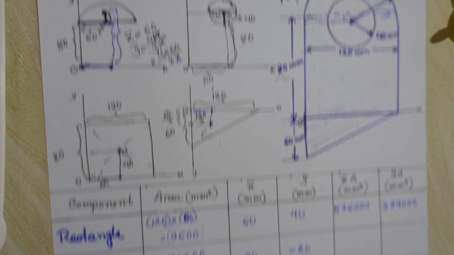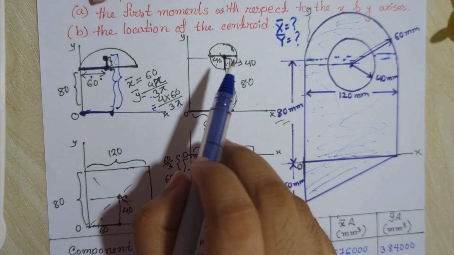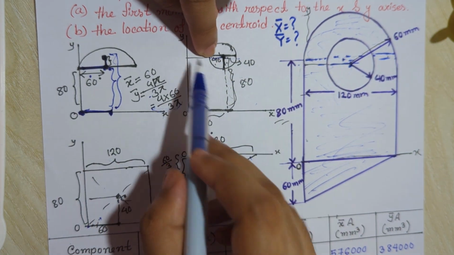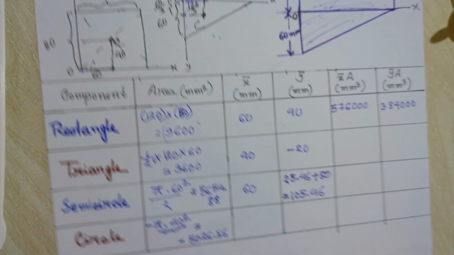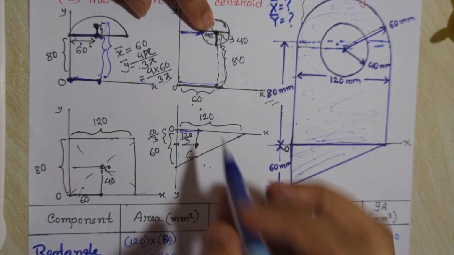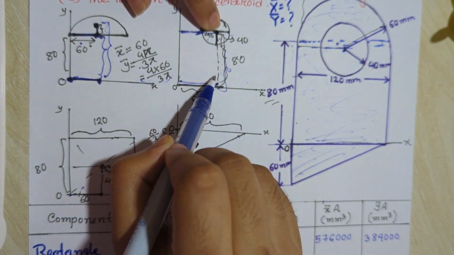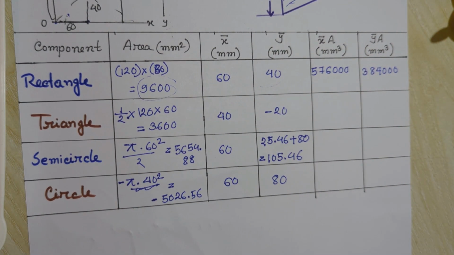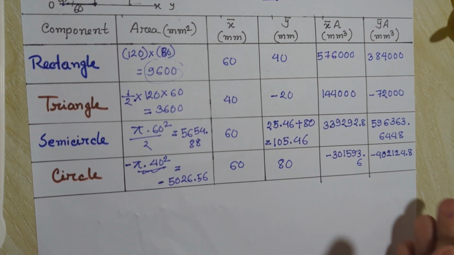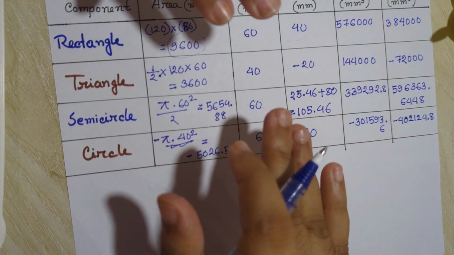And if we see this circle, then our x bar will be, radius is 40, but as we have to count this distance also, so our total distance will be 60. X bar will be 60, and our y bar is the total distance from the origin, which is 80. And we will multiply this with area. Using a calculator, I have multiplied all these things.